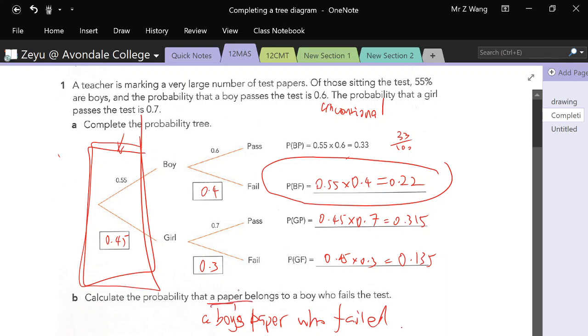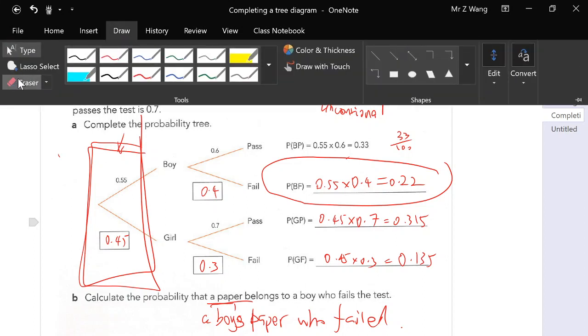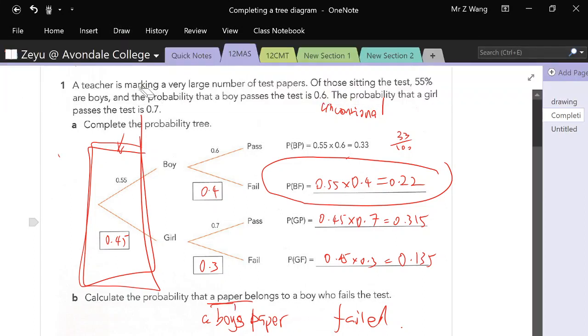What's the probability that a boy's paper failed? Does this make some sense? Okay. So if I ask you, calculate the probability that a boy's paper failed, what's that probability? Is this conditional or unconditional? It's conditional. So the number has to be out of 55. Would it be 0.4? Fantastic.